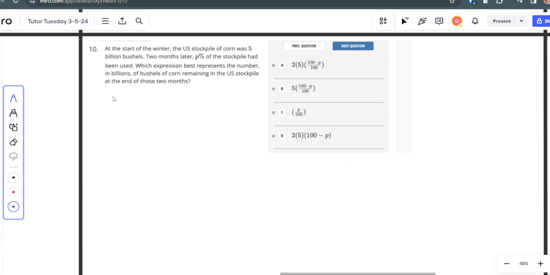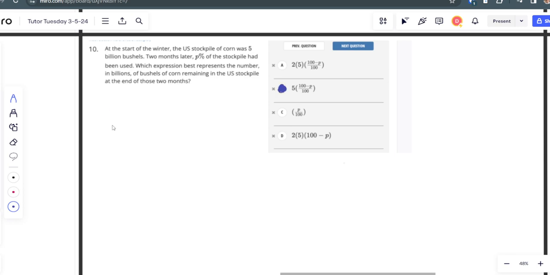So P% of the stockpile had been used. Remember, P is a percentage. So to convert that into a decimal, we'd have to take it and divide by 100. And I'm eyeing answer choice B, and I'll explain why. But we started with 5 billion bushels.